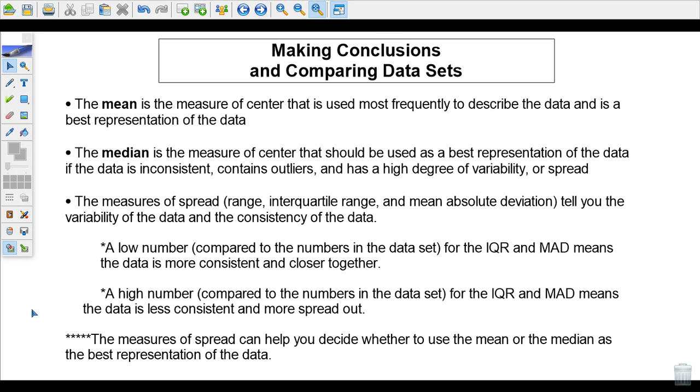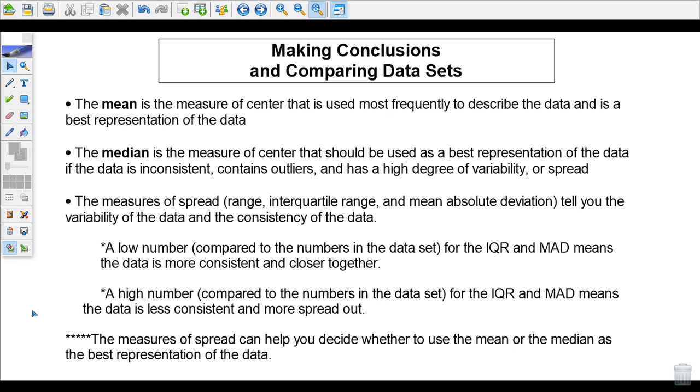Welcome back. I hope that you were able to copy all those things. So first of all, I want to make it really clear that the mean is the measure of center that is used most frequently, most often, to describe the data. And it is used as a best representation of the data. That's the mean, the average.